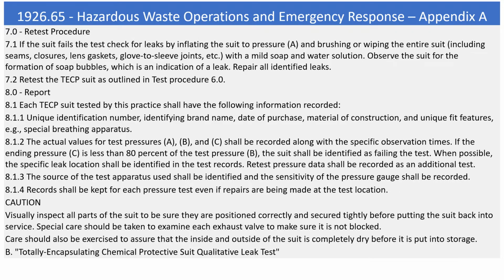8.1.2. The actual values for test pressures, A, B, and C, shall be recorded along with the specific observation times. If the ending pressure, C, is less than 80% of the test pressure, B, the suit shall be identified as failing the test. When possible, the specific leak location shall be identified in the test records. Retest pressure data shall be recorded as an additional test.